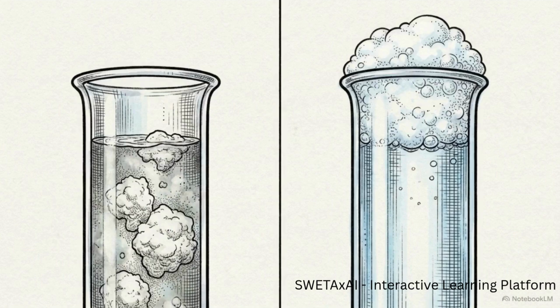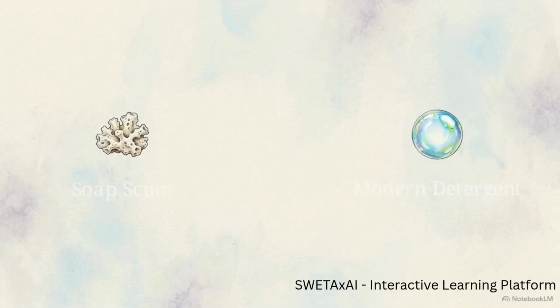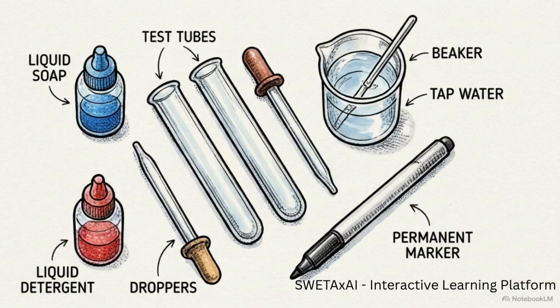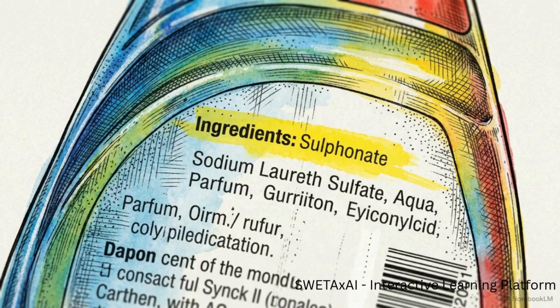Over the next 5 minutes, we're going to conduct a side-by-side experiment so you can see exactly why this buildup happens and how modern chemistry solves it. To follow along, you'll need the items shown here: 2 clear test tubes, tap water, liquid soap, liquid detergent, 2 clean droppers, and a marker. Understanding the baseline ingredients of your household cleaners is the first step to mastering your environment.